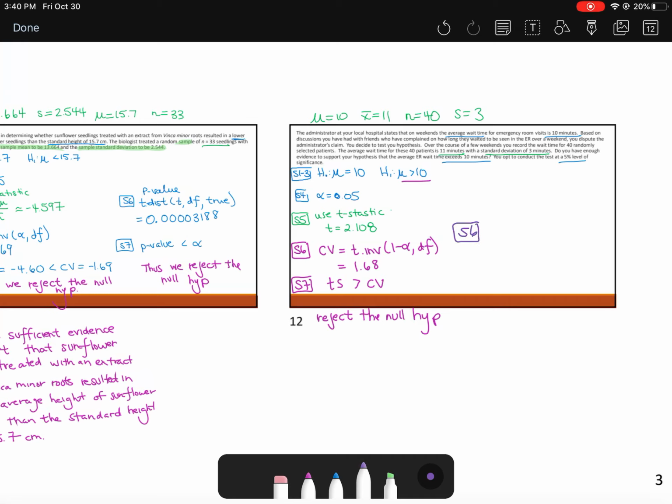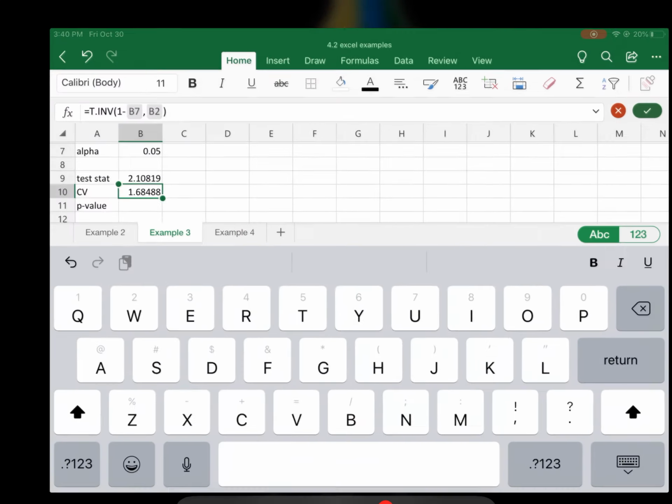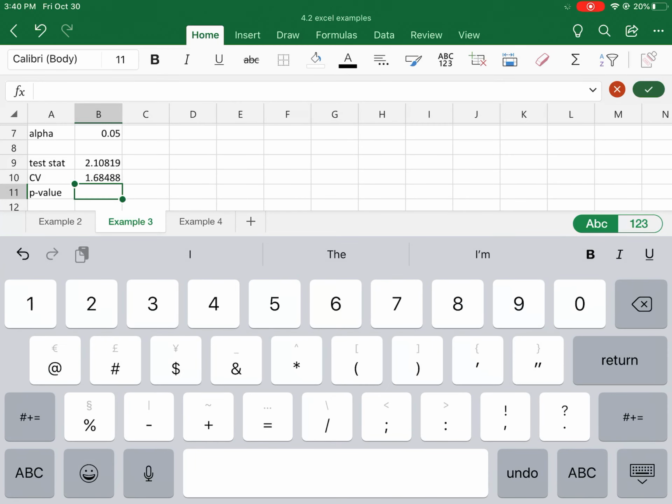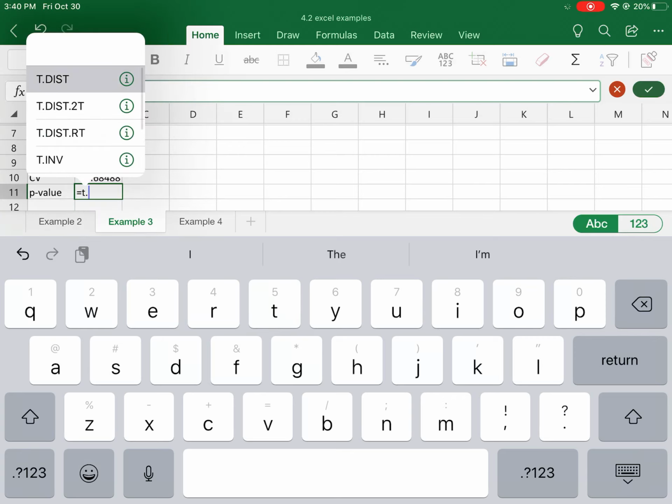So I'm going to go ahead and do step 6, but this time I'm going to do the p-value. For my p-value here, it is the same thing as if it is left-tailed, just so you know. It's only different if it's two-tailed. Let's go ahead and plug that in.